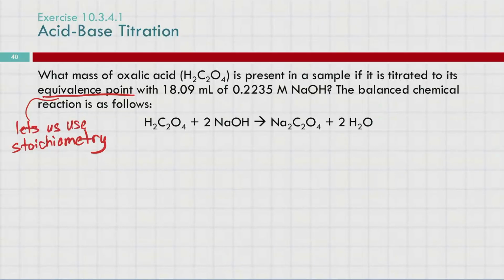What mass of this acid, oxalic acid, is present if it's titrated to its equivalence point with 18.09 milliliters of 0.2235 molar sodium hydroxide? And again, we're given a balanced chemical equation. So we're given milliliters and molarity. We're asked for mass of oxalic acid. This follows the same solution map as the previous question.